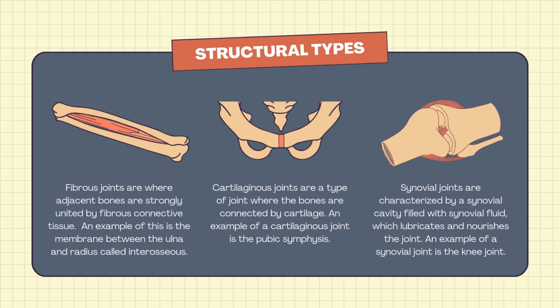Structural types. Fibrous joints are where adjacent bones are strongly united by fibrous connective tissue. An example of this is the membrane between the ulna and radius called interosseous. Cartilaginous joints are a type of joint where the bones are connected by cartilage. An example of a cartilaginous joint is the pubic symphysis. Synovial joints are characterized by a synovial cavity filled with synovial fluid, which lubricates and nourishes the joint. An example of a synovial joint is the knee joint.